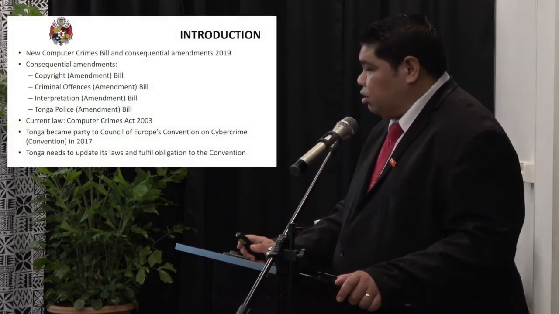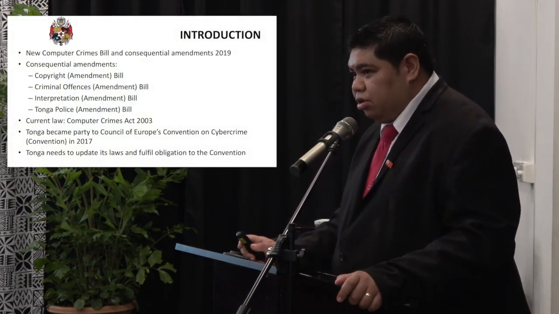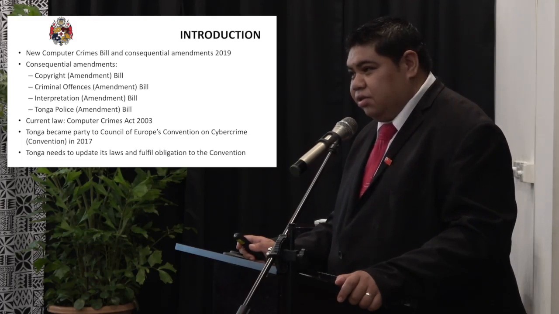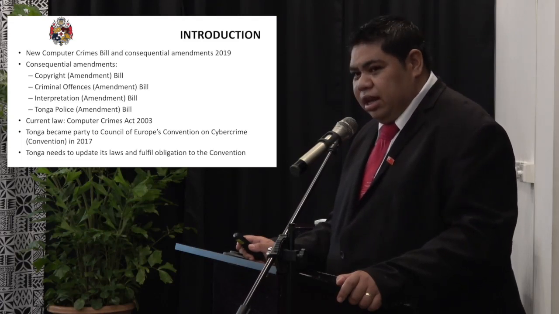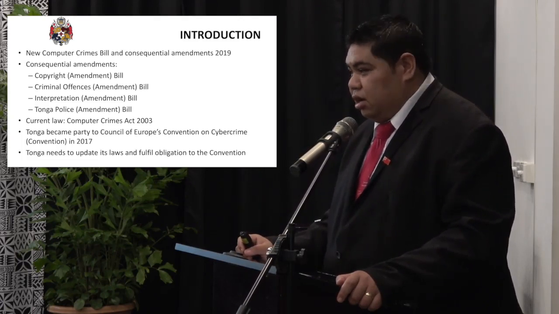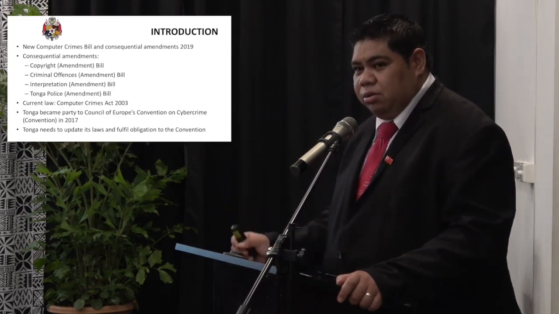Like I mentioned, we're here to introduce the new Computer Crimes Bill and its consequential amendments of 2019. Now as you can see, it's a new Computer Crimes Bill. There is a current Computer Crimes Act, but that is from 2003. It is very outdated. As technology progresses, our laws have to progress as well, because with the progression of technology, so does how crime is committed and facilitated. At the moment, our Computer Crimes Act is not sufficient to capture all these new crimes that are coming into play. Things on social media and so on are very vague in our current Computer Crimes Act. So this new one is to address all those problems.